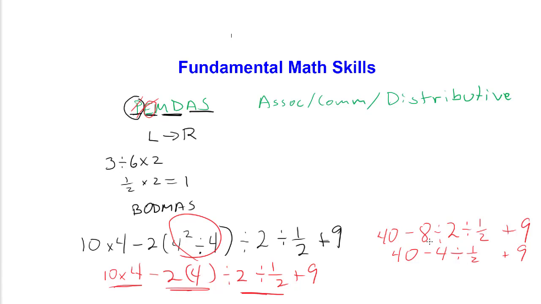Again, I'm working left to right within division here. So 40 minus 4 divided by 1/2 is essentially 4 times 2, right? Our keep, change, flip. So that's 8. 40 minus 8 plus 9. Now my multiplication, division is gone. I just add, subtract left to right. 40 minus 8 is 32. Plus 9 is 41. Is that my right answer for this whole thing?